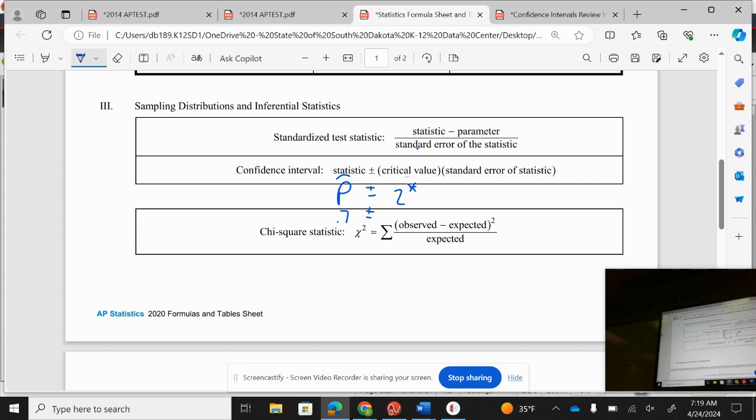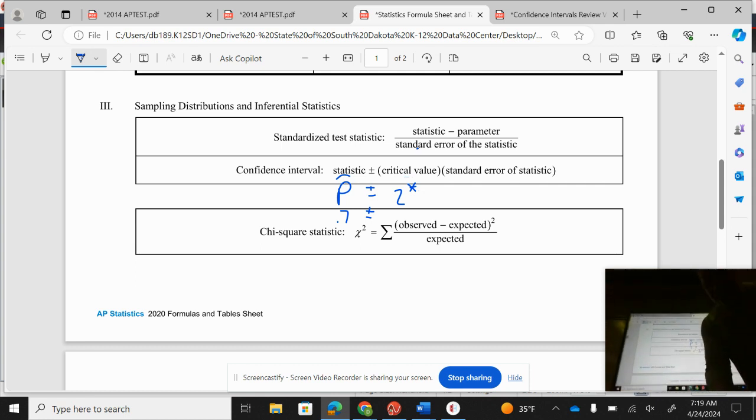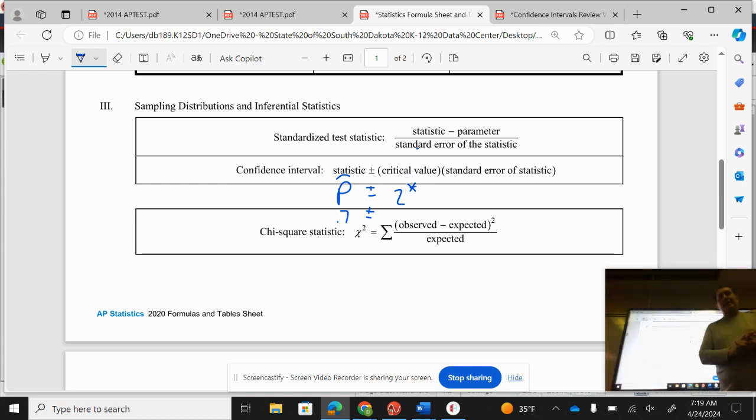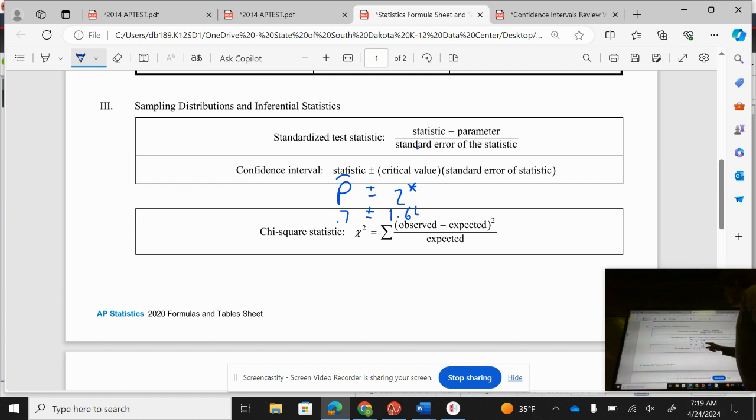So you have to get your T-table sheet. Your T-table sheet in the AP exam, it's in the back. It's really the only one you're going to use. We don't use the chi-square sheet, really. We don't use the Z-table at all. Don't even teach that. That is the normal CDF function. So you go in the back and you find that's 1.645.